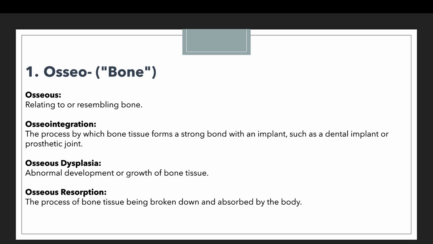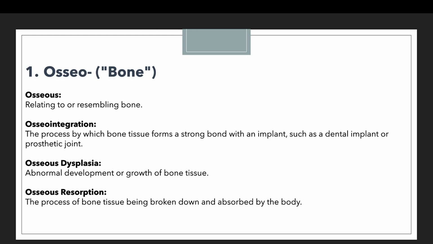Okay, fine. Now we will move to the third example, which is osseous dysplasia. What is osseous dysplasia? Abnormal development or growth of bone tissue. So if bone tissue has grown abnormally, or the development of bone tissue has started abnormally, we denote this situation with osseous dysplasia. Osseous dysplasia is a medical terminology which is composed with the medical prefix osseo.